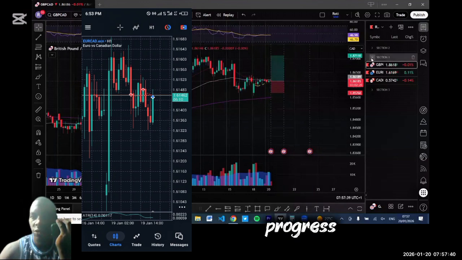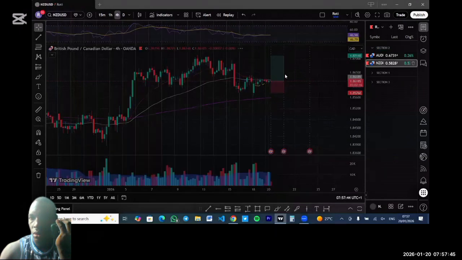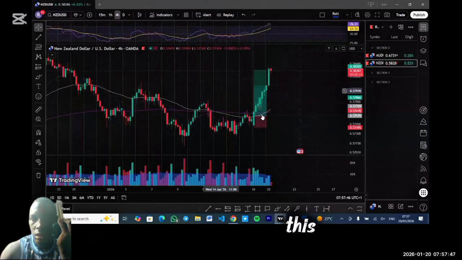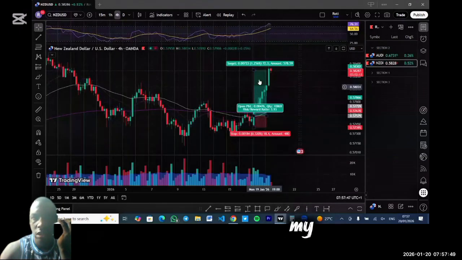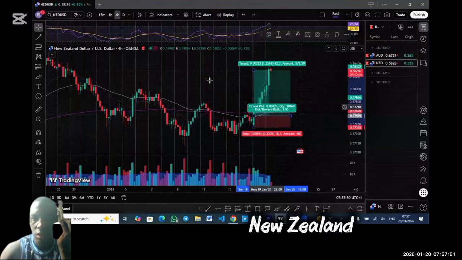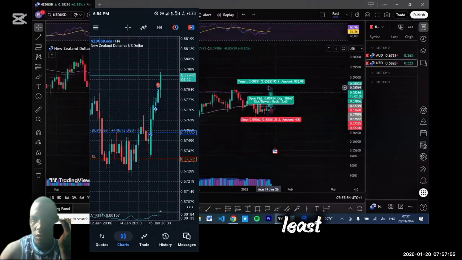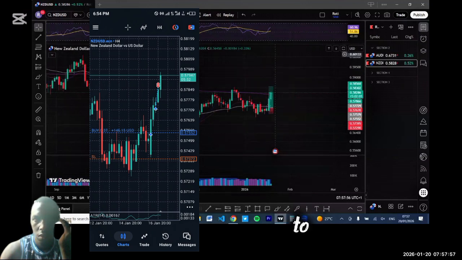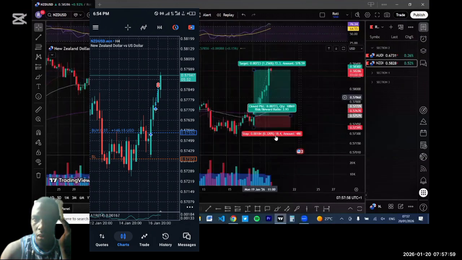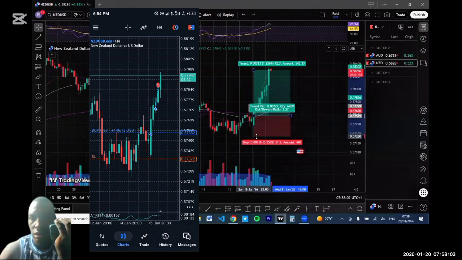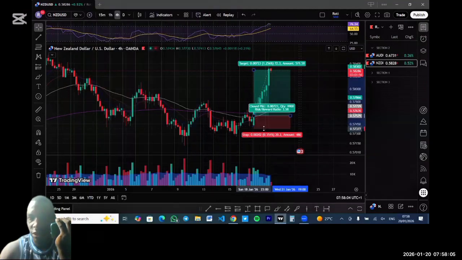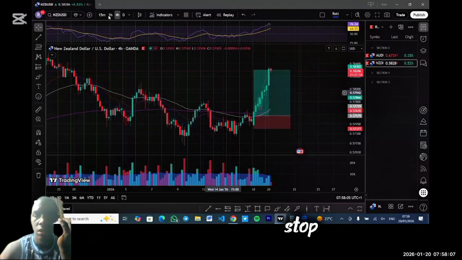Let me show you the progress of the 2 other trades I'm also watching. Okay, I've moved my stops in a bit with the New Zealand USD trade. I still want to hold on to this for at least the end of today to see what is going to happen. I've moved my stop around this area.